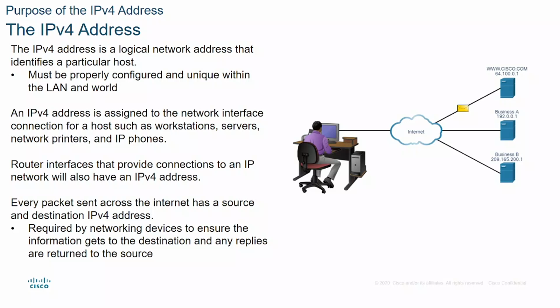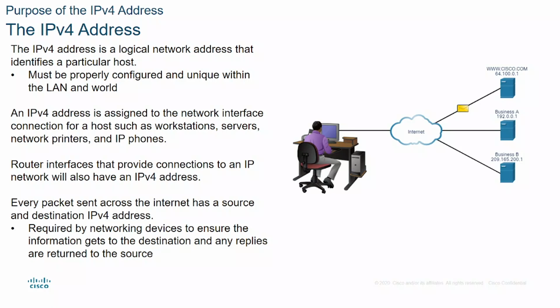That IPv4 address is actually assigned to the network interface of the host. Remember, I talked about the NIC, the network interface card. It can be wired, it can be wireless. So your wireless card is what is assigned that IP address, not actually the system, just so you know. Router interfaces that provide connections to an IP network will also have an IPv4 address, so your router also has its own IP address.